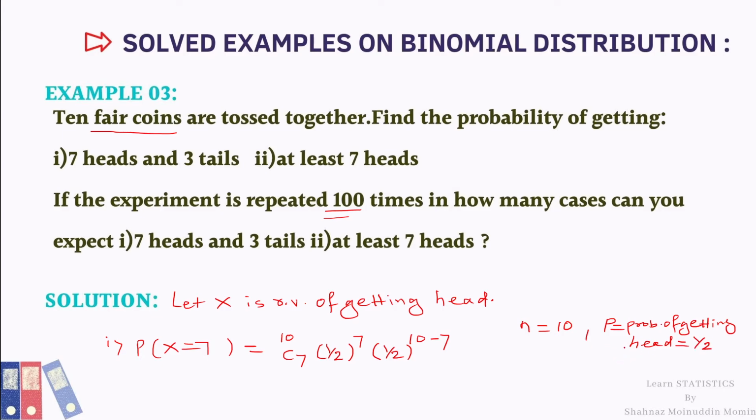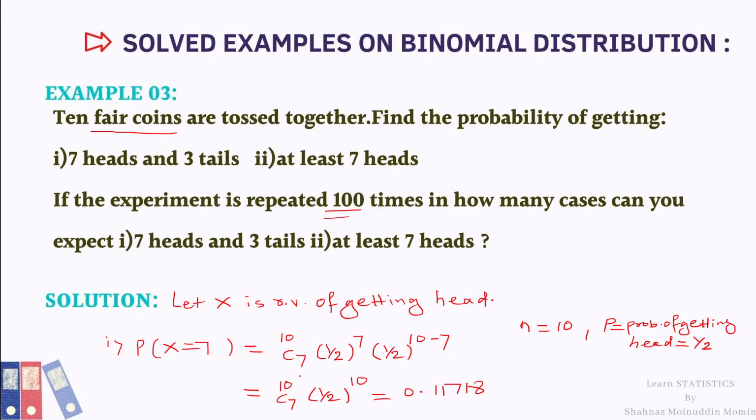Since p is 1 by 2, then q is of course 1 upon 2, because q is nothing but 1 minus p, and it is 1 minus 1 half, that is 1 half. So it is equal to 10C7 into 1 upon 2 raised to 10, and by simplifying it we get 0.11718. This is the probability of getting 7 heads and 3 tails.